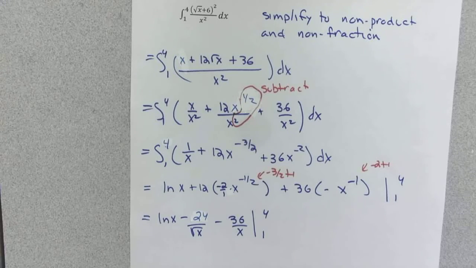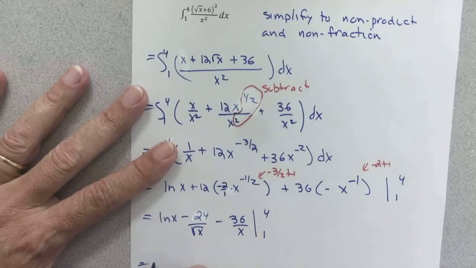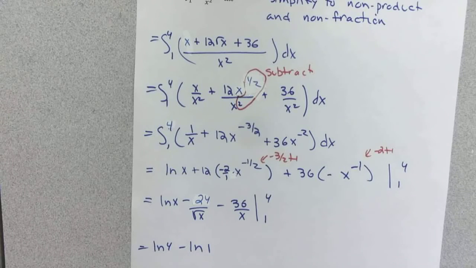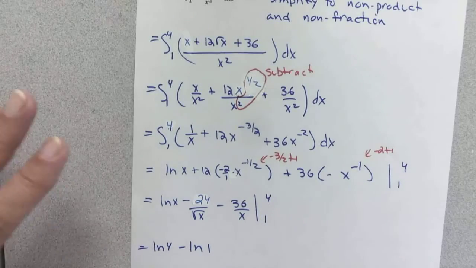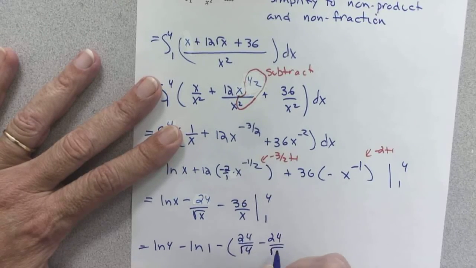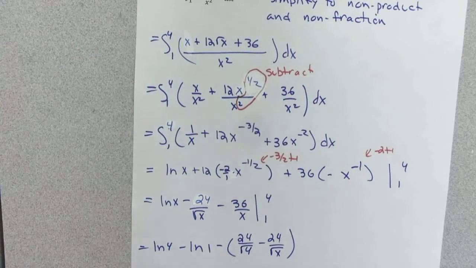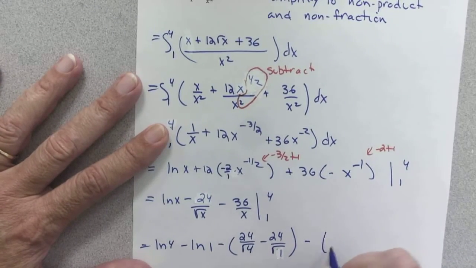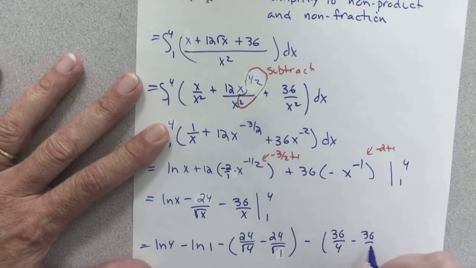But now I've had my antiderivative, so now I plug in the upper limit, plug in the lower limit, and subtract. And we're going to avoid a really common mistake here. Working with the natural log of x, I plug in each number separately. So it's the natural log of 4 minus the natural log of 1. Not the natural log of the quantity 4 minus 1. Each number separately. Then minus parentheses, plug in the upper limit, plug in the lower limit, and subtract. Parentheses, because I had that minus sign out in front. And the same thing on the end. Plug in the upper limit, plug in the lower limit, subtract.